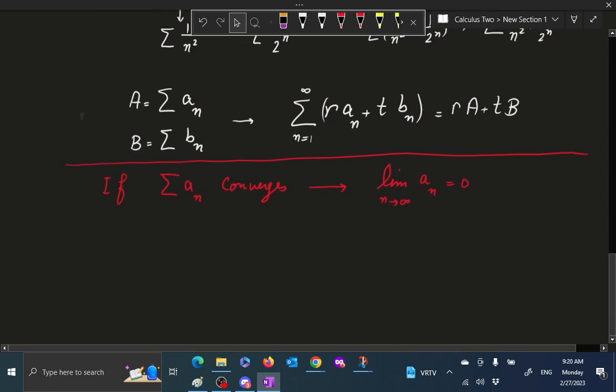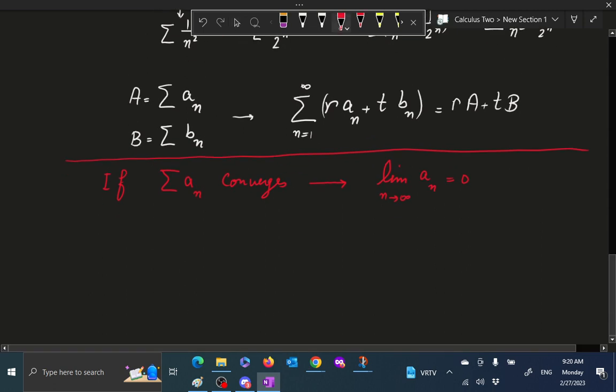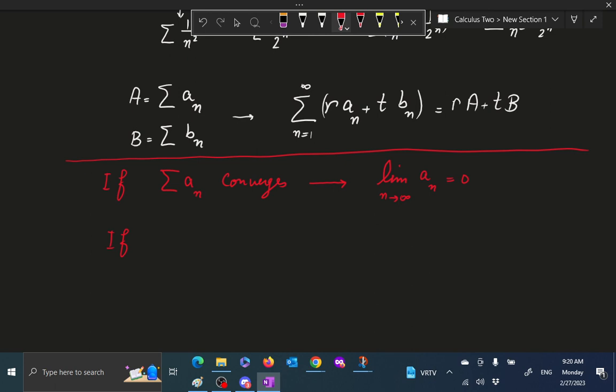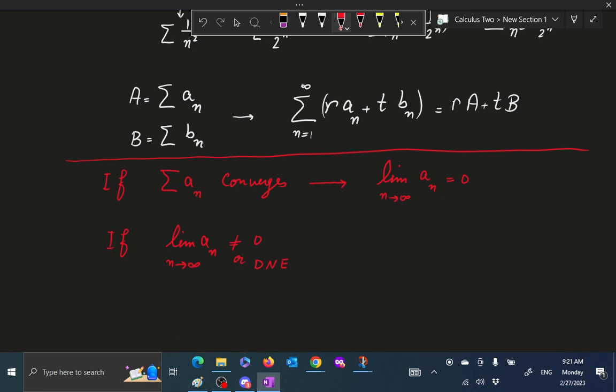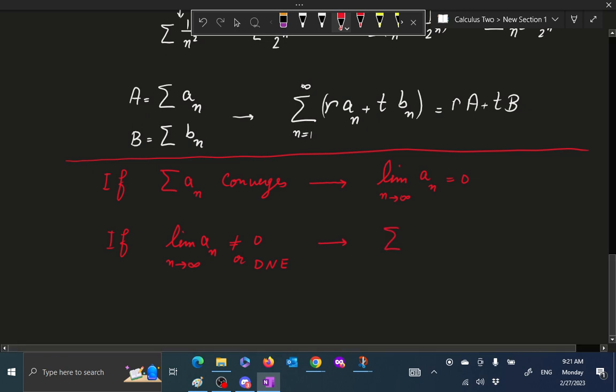Looking at the flip side of this coin, I can say it like this: if the limit of a n as n goes to infinity is not zero, or it simply does not exist. So if I have a sequence of numbers that don't tend toward zero, or don't tend toward anything, then I can conclude that the series diverges.